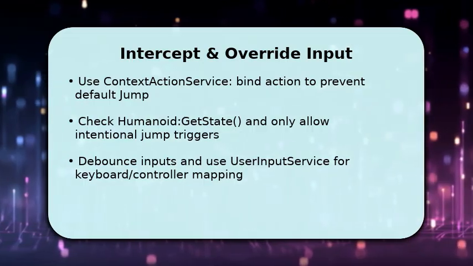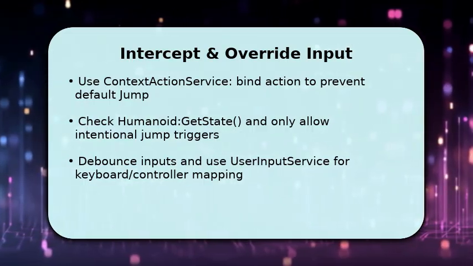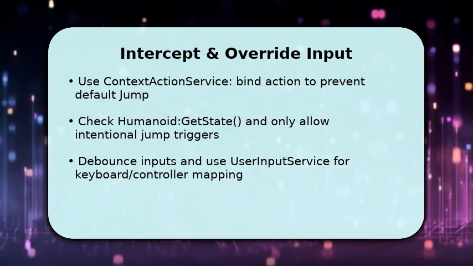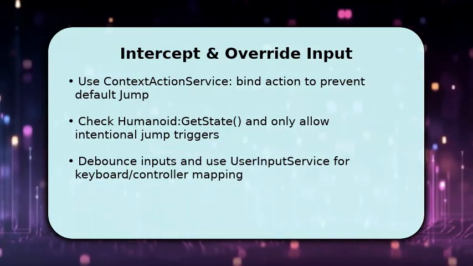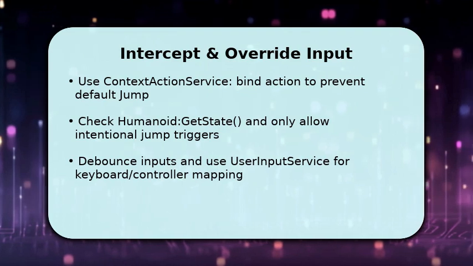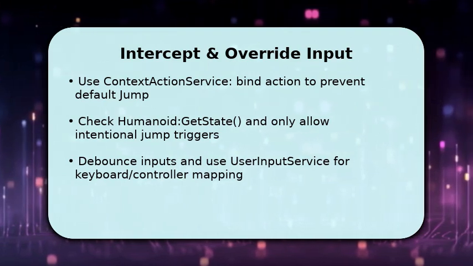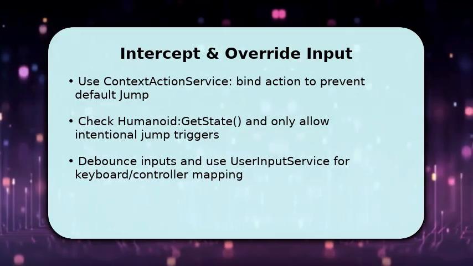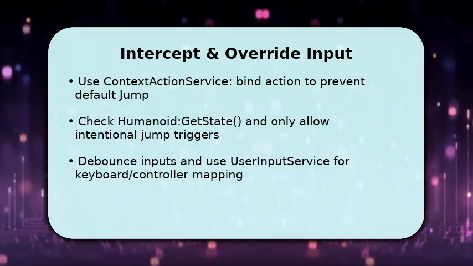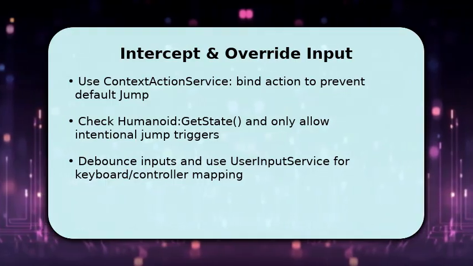Meanwhile, monitor Humanoid:GetState to ensure you only trigger jumps when grounded. This prevents mid-air double jumps and explains why state checks matter. Also implement a debounce window and use UserInputService to map keyboard and controller buttons consistently. Once implemented, test different devices so behavior stays consistent across platforms.